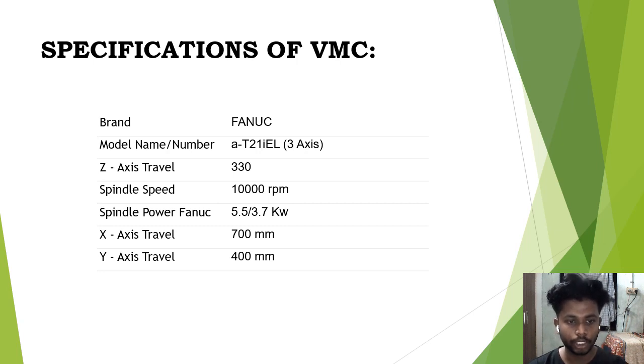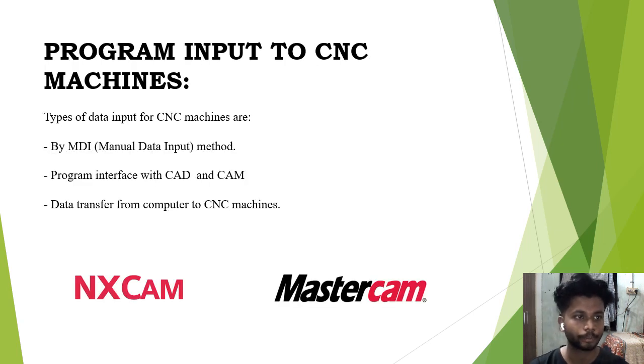The spindle power that the VMC used had 2 phases of power. The first phase can withstand up to 5.5 kilowatt, and the second phase can withstand up to 3.7 kilowatt. The x-axis travel on the table is 700 millimeter and the y-axis is 400 millimeter. So these are the basic specifications that were given for the VMC that we had in the industry.